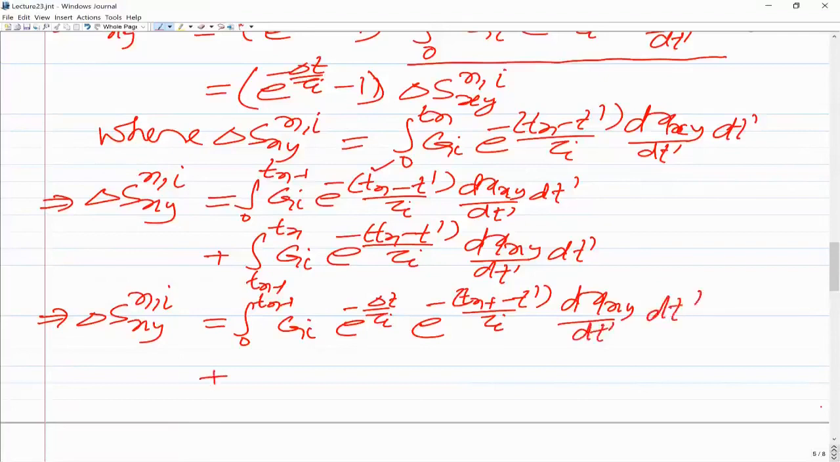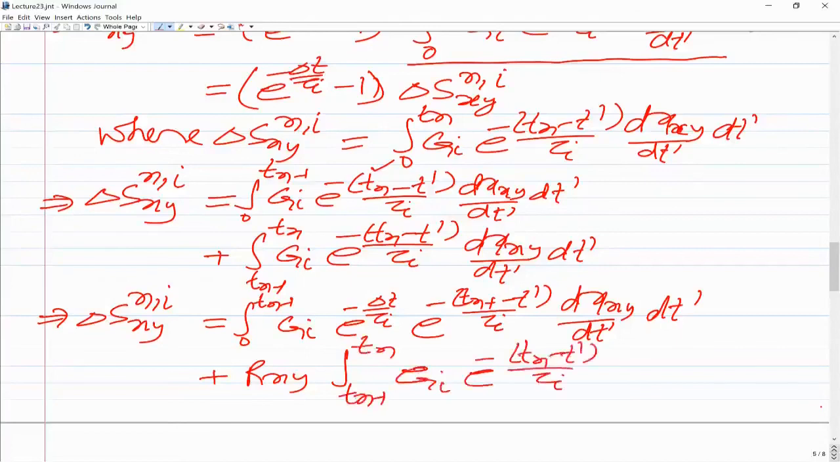And for the second term, because this is the integration from tn minus 1 to tn, for that we take gamma xy to be a linear function of time from tn minus 1 to tn, so we can write that as rxy. So rxy can be taken out of the integration sign, and I can write that as rxy times the integral from tn minus 1 to tn of gi e to the power minus (tn minus t dash) upon tau i dt dash. Now you can write it like this.